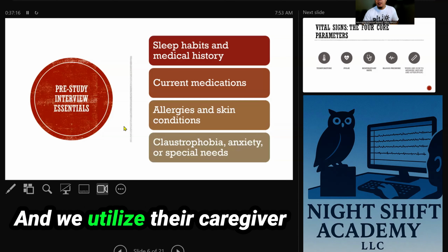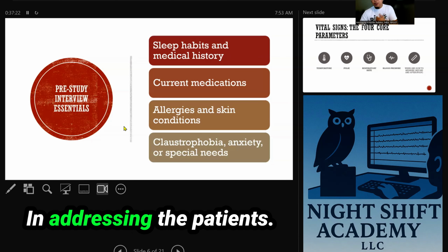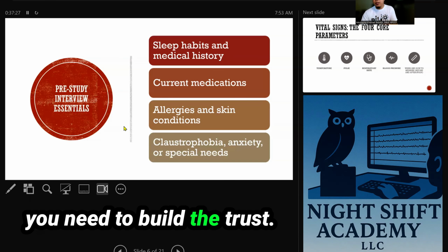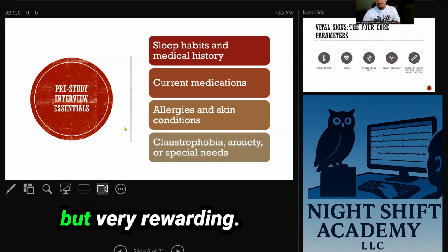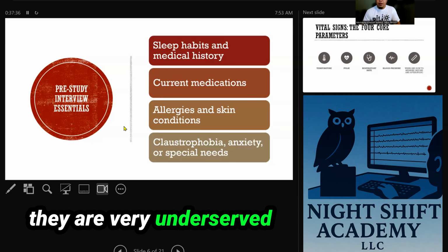And we utilize their caregiver or their parents a lot in addressing the patients. You don't just interact with the patients directly. You need to build the trust. Pediatric is very tricky, but very rewarding because they are very underserved.